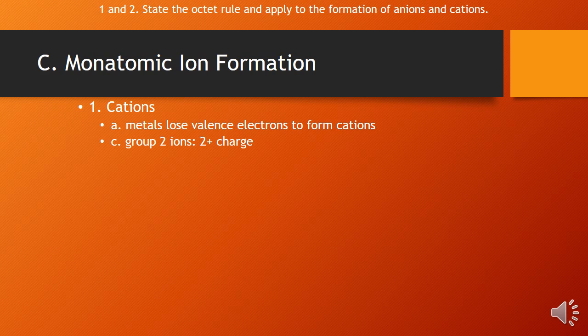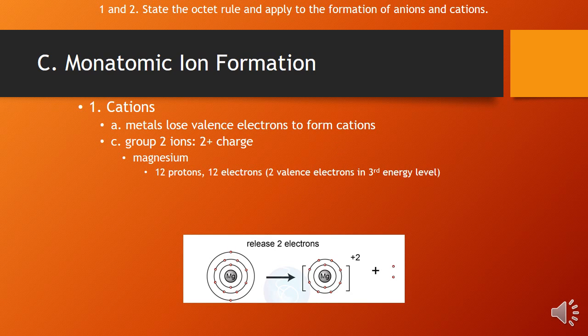Let's take a look at group 2 now. And as we'll see in this discussion, all of these metals will form a 2 plus charge. Let's consider magnesium. If you look at magnesium on the periodic table, you will see that it has 12 protons because it's atomic number 12. Thus, if it's neutral, it would have 12 electrons. And then, because it's in group 2, it has the 2 valence electrons.